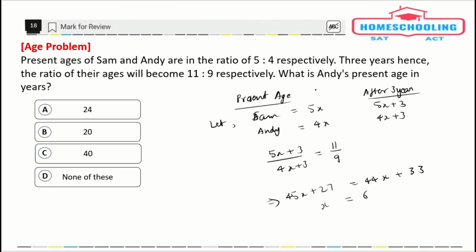So your answer: in the question, it is asked what is the present age of Andy. So Andy's present age is 4x. So 6 into 4, that would be 24 years. So option A is your correct answer. Now moving to the next question here.